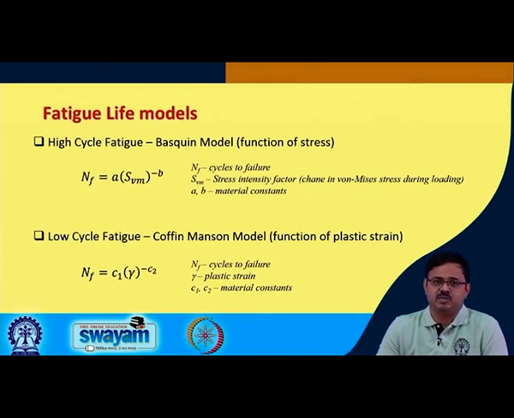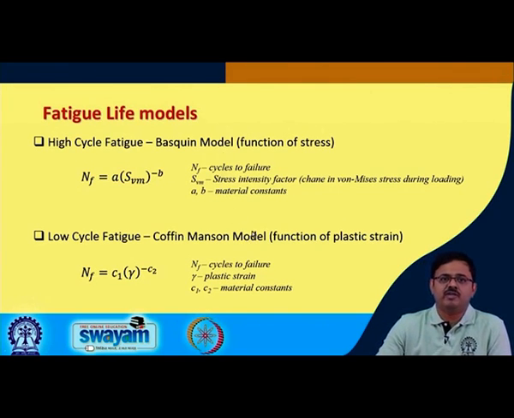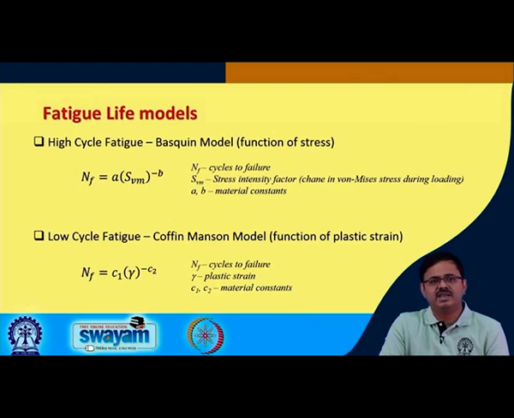Low cycle fatigue, which is probably more dominant in solder joints due to temperature cycling, is a function of plastic strain. And what you see here is that gamma is the plastic strain, and the dependence is C1, a constant, times gamma to the power of another constant, or 1 over another constant. So, this is how it is. The second one is known as the Coffin-Manson model, after the two people who came up with this formulation, and we see a lot of variations of the Coffin-Manson model today.